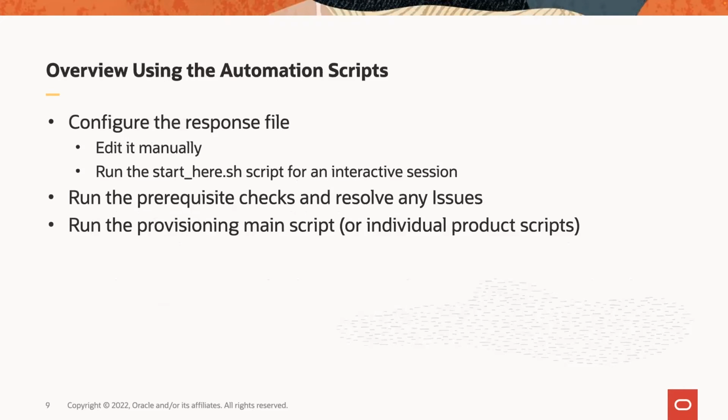Using the automation scripts is pretty straightforward. A response file needs to be created, which can be done manually, editing the file and setting the desired values, or by running the start_here.sh script, which will provide an interactive question and answer type interface to create the response file. Even if the interactive option is used, it is still acceptable to edit the resulting file manually and make any last-minute changes.